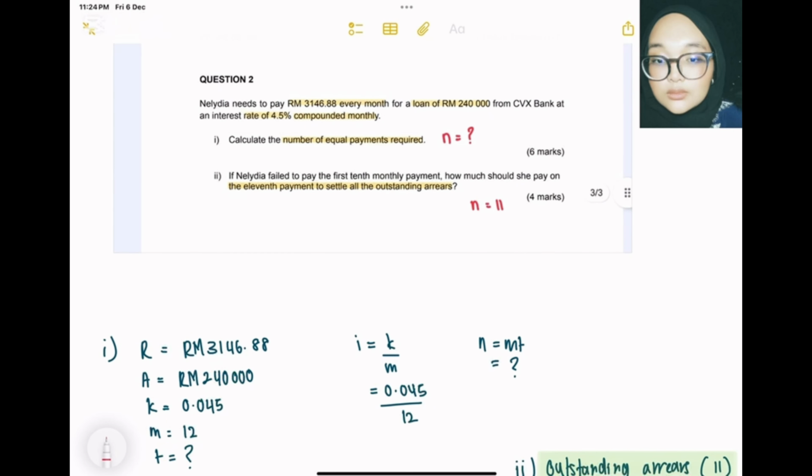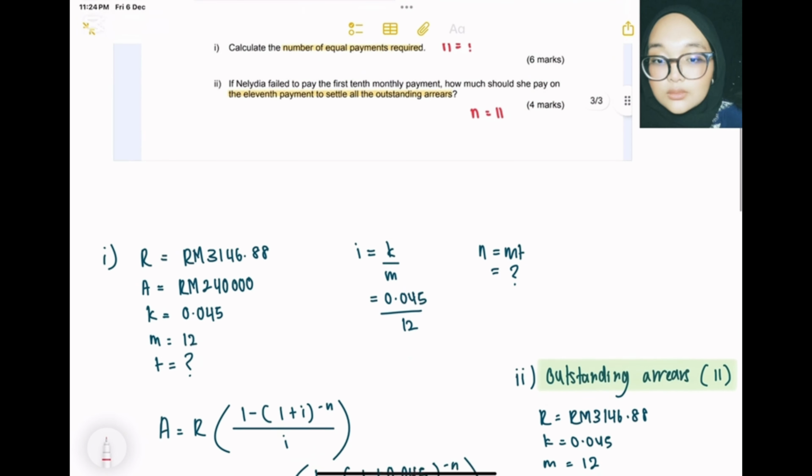Part B, question 2, number 1, calculate the number of equal payments required. So we have to find n. Number 2, if Nelda failed to pay the first 10 monthly payments, how much should she pay on the 11th payment to settle all the outstanding arrears? So n must equal to 11.